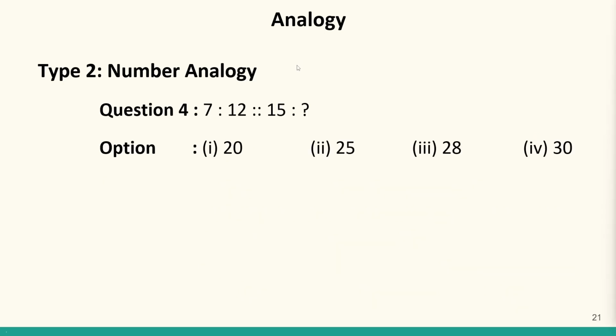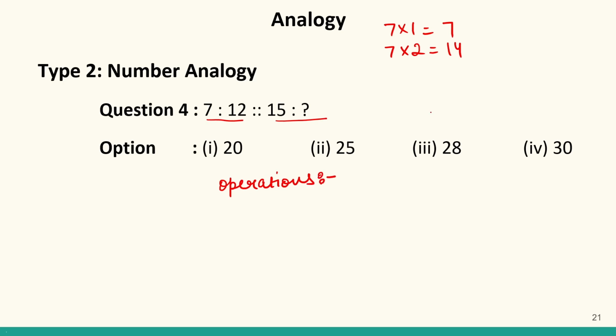Now let us look at another question. In this question, we have to find the relationship between 7 and 12 to understand the relationship between 15 and the missing number. So if I multiply 7 by 2, I'll get 14. And if I multiply it by 1, I'll get 7. So this number lies somewhere between these two. So let us use the method in which we apply two operations. Because this falls somewhere between these two numbers, let us first apply multiplication.